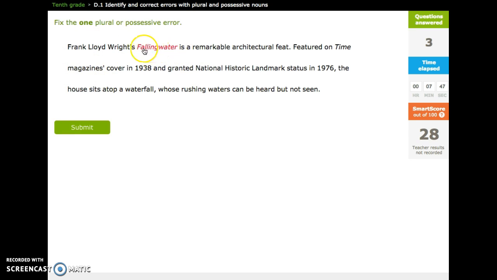Okay, Frank Lloyd Wright's Fallingwater, featured on Time magazine's cover. Okay, we can try to skip ahead here, or just do a shortcut. There's only one magazine, and it owns something. So first you'd write magazine, and then you'd add apostrophe s because it owns something, and there are not two s's.